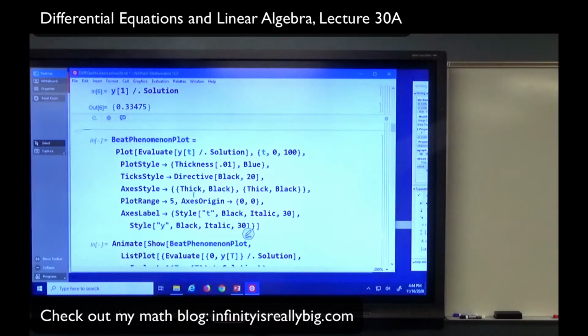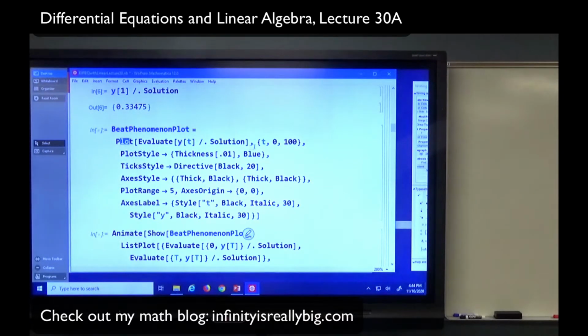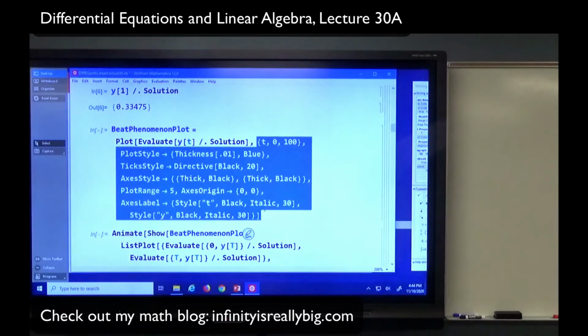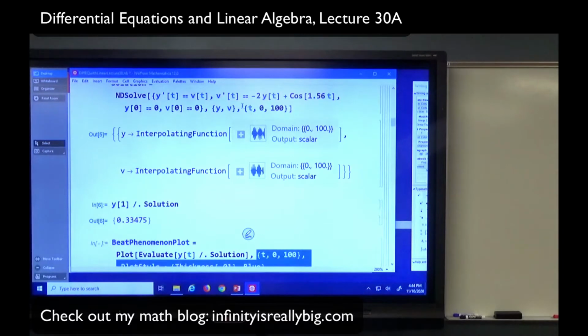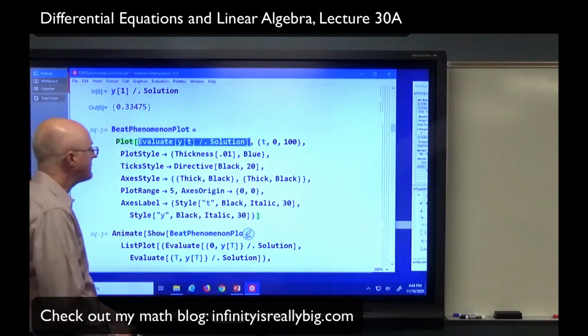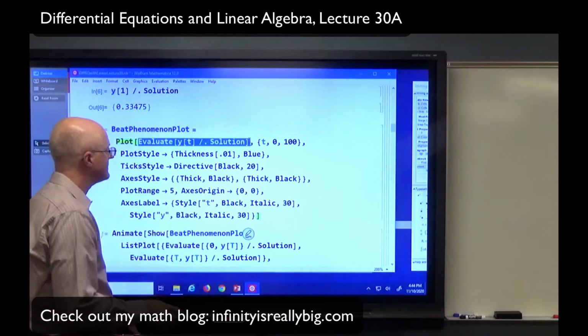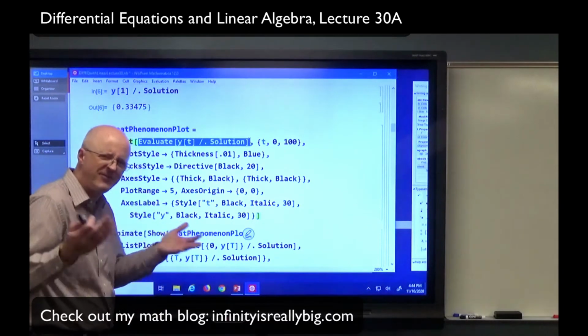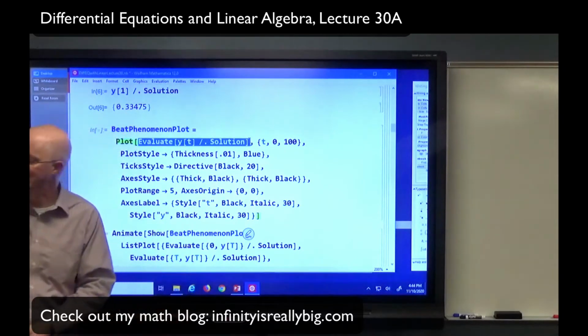I can plot the function. Here's the basic syntax, Plot. This other stuff is just to make it look nice and also to make the interval t go from 0 to 100, which reminds me of something else I forgot to mention. You do need a specific interval of time here at the end of the NDSolve input. You also need the functions you're solving for in the middle here. But if I go Evaluate, square brackets, y of t slash dot solution, that's extra funny stuff that you have to do to actually get a solution curve.